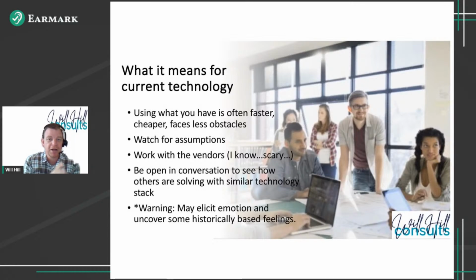Just because we've identified a problem and there's a technological component with that problem, it doesn't mean that we must instantly go search for new technology and new solutions. What we have may actually be sufficient. In fact, if we're able to solve the problem with current technology, it's often faster, cheaper, and has fewer obstacles internally. What do I mean by faster?